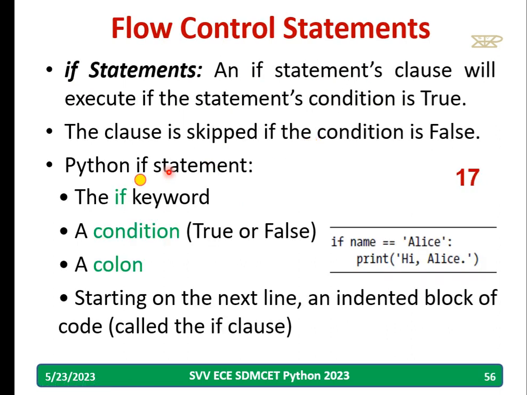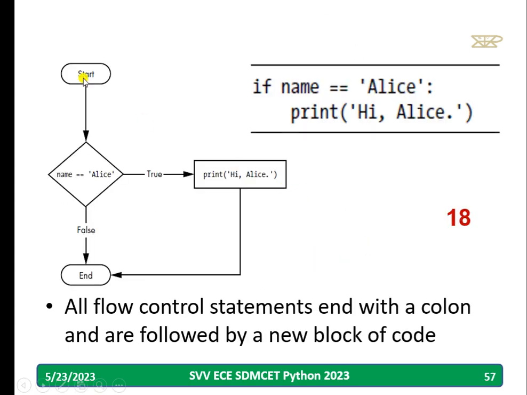Always remember, in the if statement, the if keyword is there, the condition will be there, and a colon will be there. This is one simplest example. If name equal to Alice, print. See the indentation, see the colon, see the condition, and if. These will be there: if, condition, colon, and indentation. Any if statement, this is how it works.